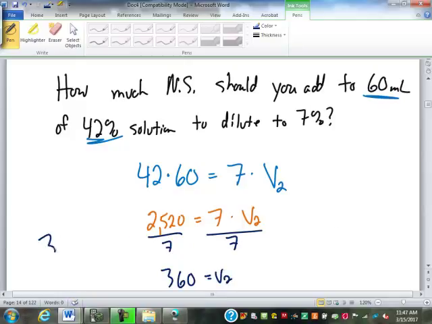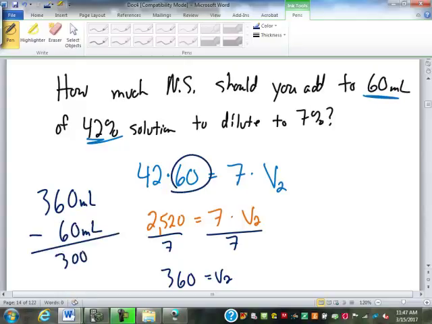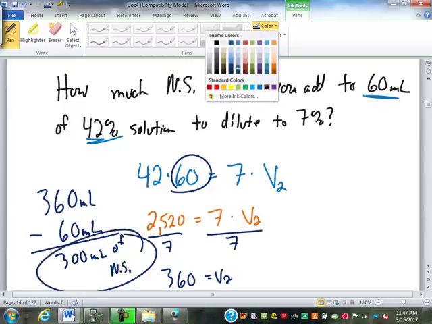So 360 would be the total volume. You would need to add then 360 minus the initial volume of 60. The difference in volume is 300 milliliters, and that has to be made up with the saline.